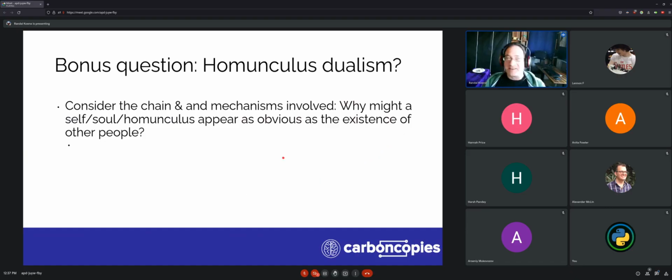All right, bonus question before we tie things up. Now, having heard all of this, and I actually don't have an answer for this one, but I just wanted to throw it out there. If you consider this kind of a chain and the mechanisms involved, why might a soul, self, or homunculus appear as obvious as the existence of other people when your brain works in the way that those examples just ran? What could make you feel like there is this other person inside you?